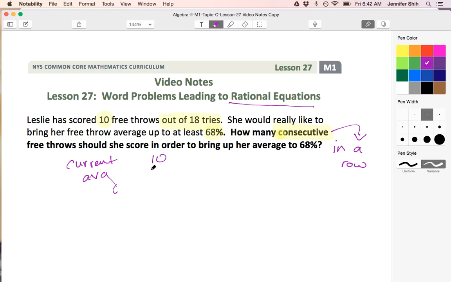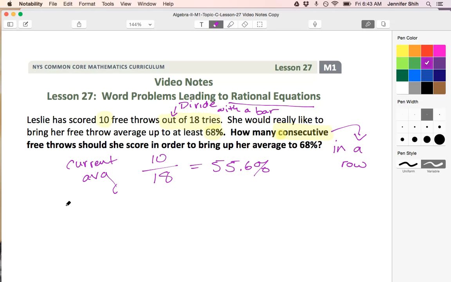So her current average is 10 out of 18. When I see the words out of or per, that to me means this is a division bar. So you're going to divide with a bar, and with a bar, I literally draw a fraction bar. Okay, so her current average is 10 over 18, so that's 55.6%. I did not do that in my head. I had a calculator.